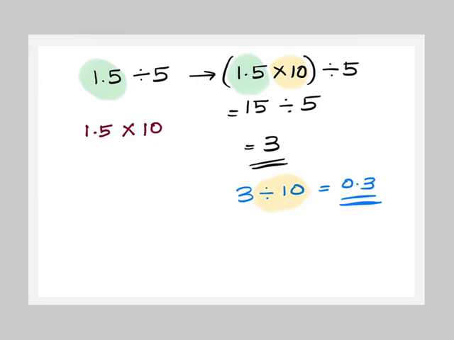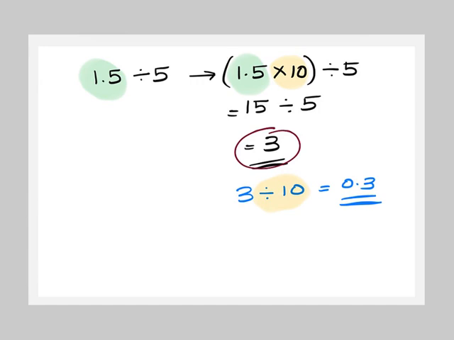So we know that when we multiply, the digits move to the left. So in this case, the 5, which is on the right side of the decimal, moves to the left of the decimal, and that is how we got 1.5 times 10, it becomes 15. So after converting this decimal into a whole number by multiplying, then we divide it. So 15 divided by 5, it's 3.